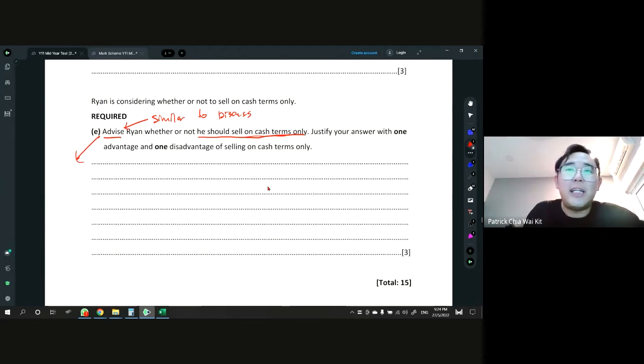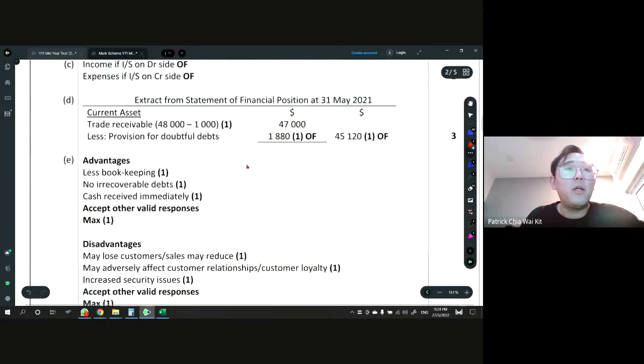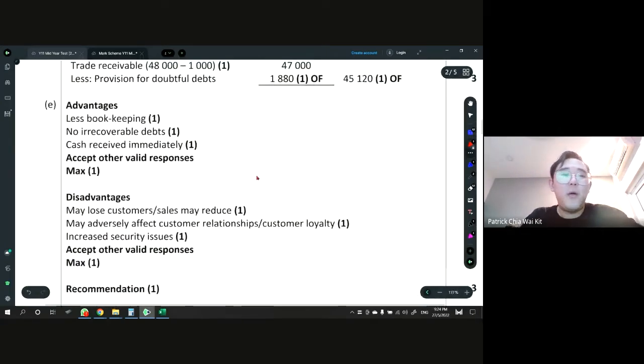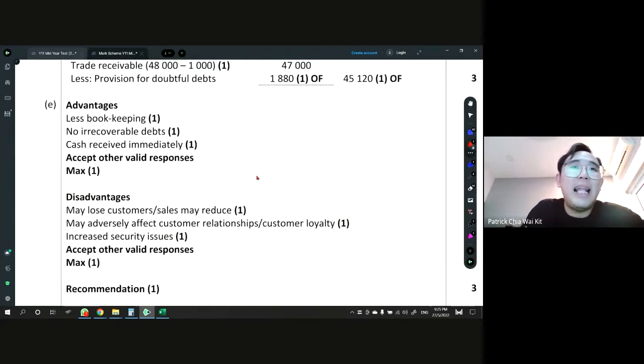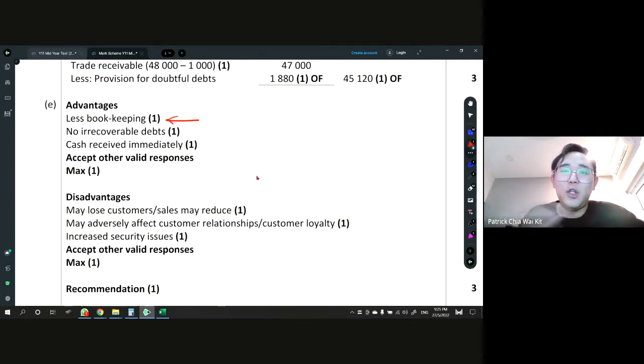All right, so instead of writing all the things, I'm going to just show you the marking scheme so that you have a better look at all the points here. So the advantage, if we sell on cash terms only, is that there will be less bookkeeping. If you sell by cash, it's just cash and sales. You don't need to open a TR account. No TR account means no sales returns, no bad debts and things like that. So less recording means less bookkeeping.